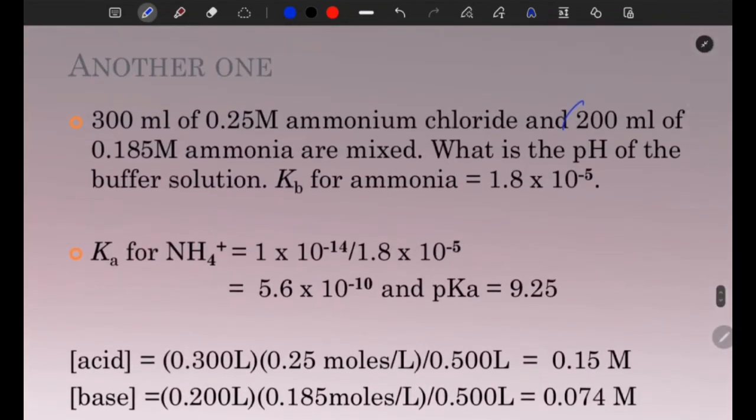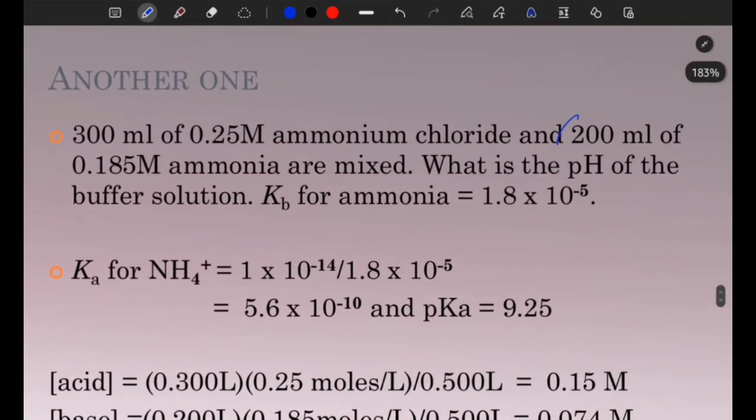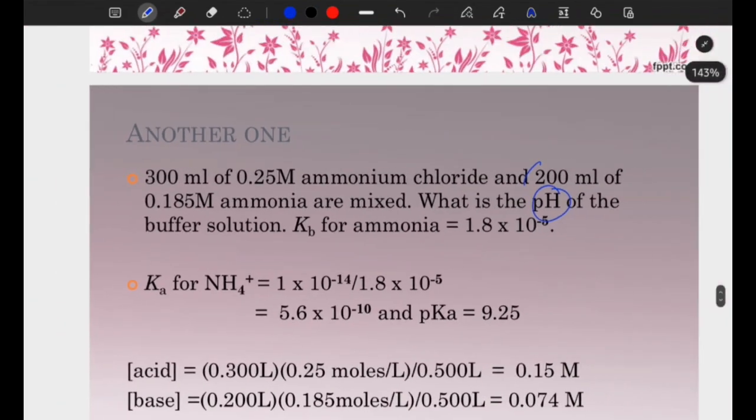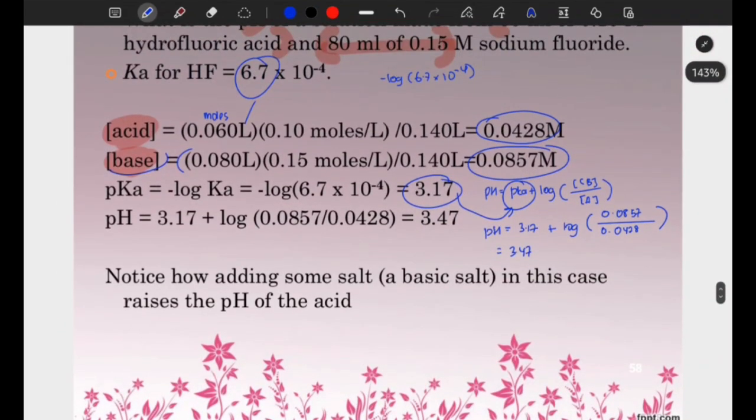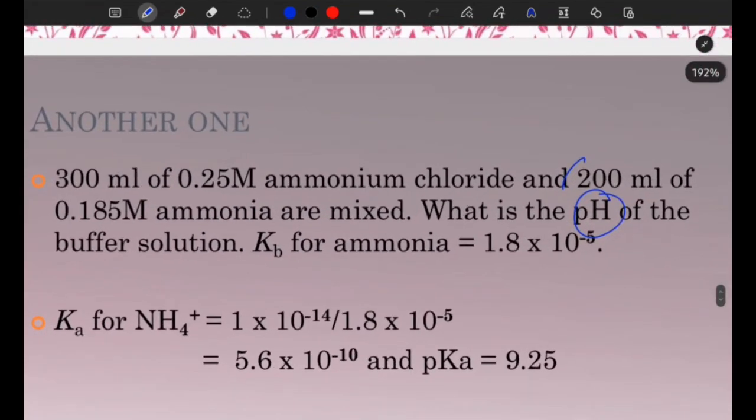Moving to the next question. This is similar. We want to find the pH of the buffer solution. So in this question, we are given Kb. Okay. For the first question, we were given Ka. So how do we find Ka?